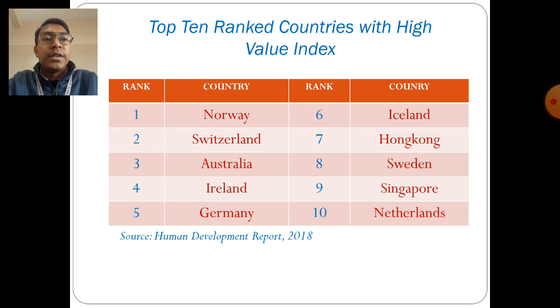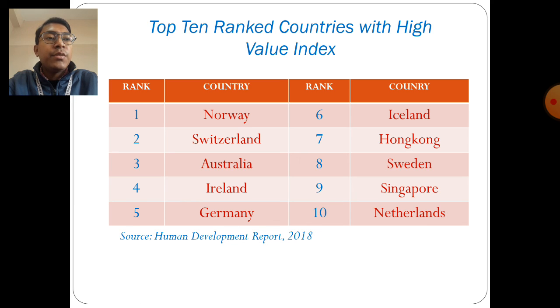So basically, as per the Human Development Report published in the year 2018, these are the top 10 countries which rank highest in human development. Here you can see Norway is the country holding the first position in terms of human development, followed by Switzerland, Australia, Ireland, and Germany. Again, the sixth rank has been scored by Iceland, Hong Kong, Sweden, Singapore, and Netherlands.